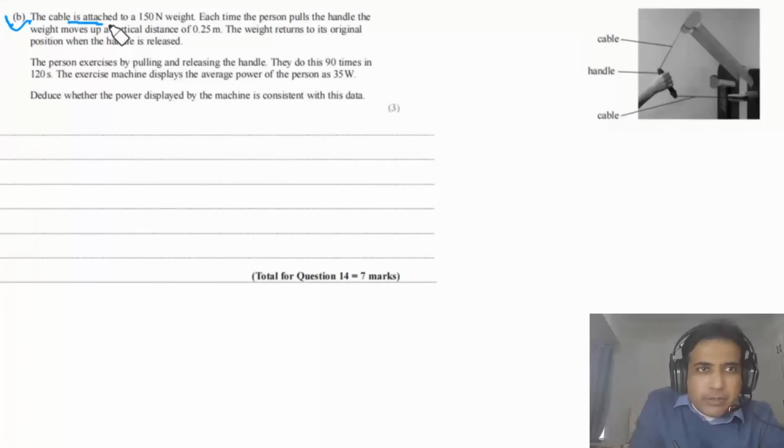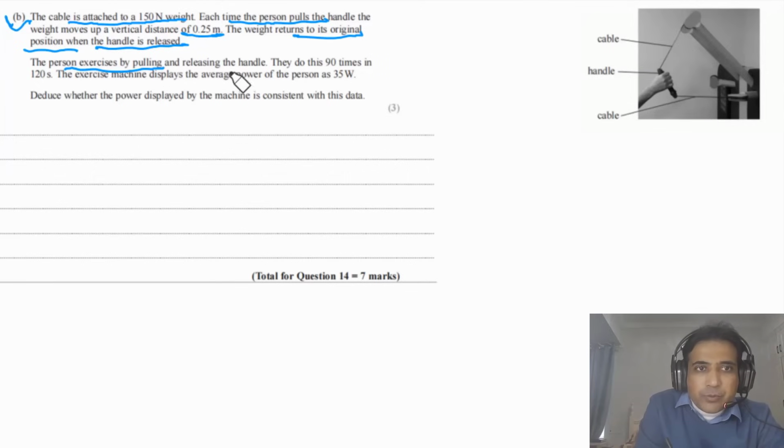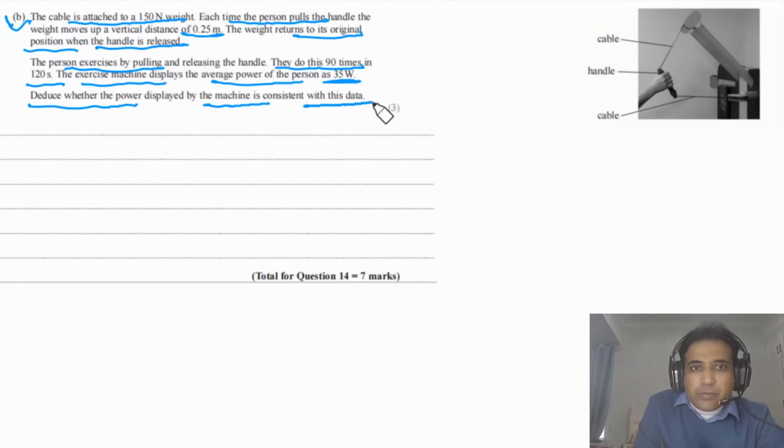Part B says the cable is attached to a 150 newtons weight. Each time the person pulls the handle, the weight moves up a vertical distance of 0.25 meters. The weight returns to its original position when the handle is released. The person exercises by pulling and releasing the handle. They do this 90 times in 120 seconds. The exercise machine displays the average power of the person as 35 watts. Deduce whether the power displayed by the machine is consistent with this data.